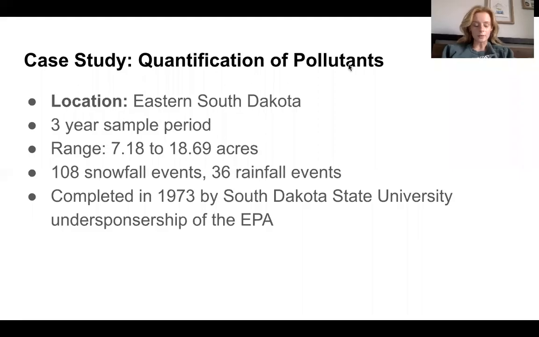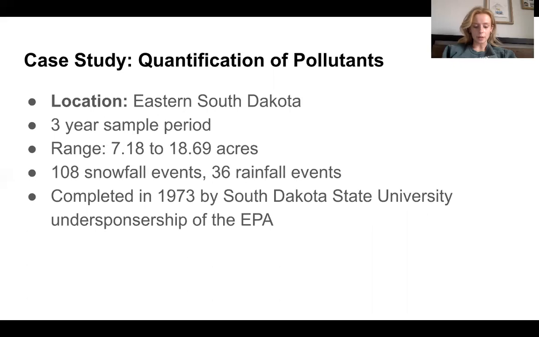All right, so for our project, we found a case study. It was the quantification of pollutants in eastern South Dakota. It was a 3-year sample period, and the size of the research sites ranged from 7.18 to 18.69 acres. All sites had crops of corn, oats, pasture, or hayland.